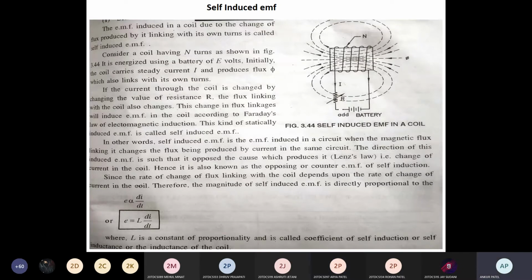No, sir. Okay, so in dynamically induced EMF we got E equal to BLV. Here we got E equal to L di by dt. Now we'll see mutually induced EMF, in which one coil is linked with the other coil, and we'll see this EMF equation.